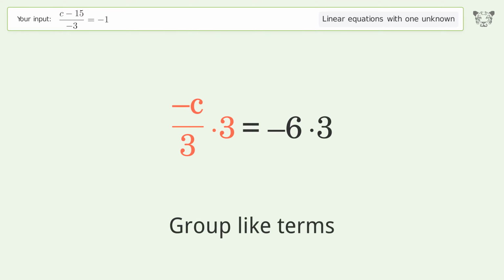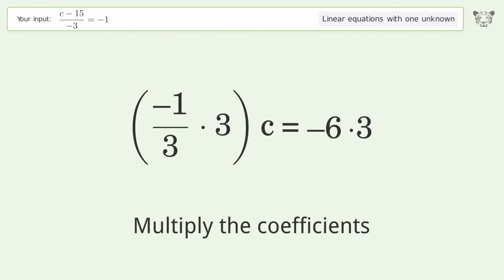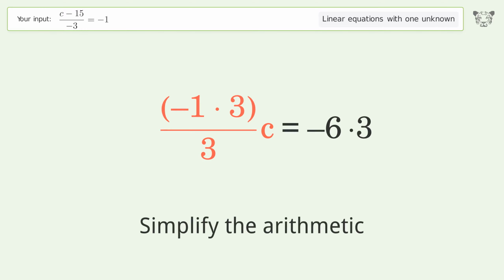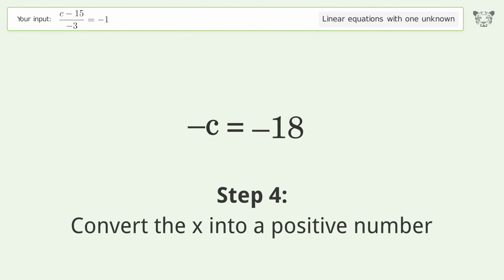Group like terms. Multiply the coefficients. Simplify the arithmetic. Convert the x into a positive number.